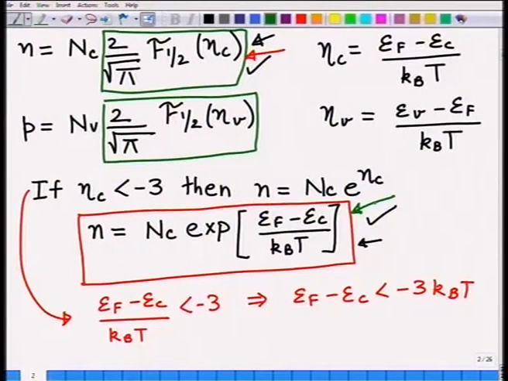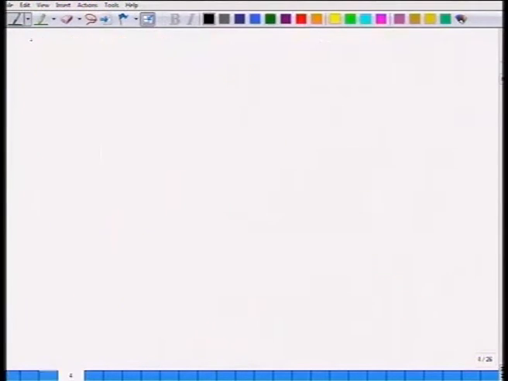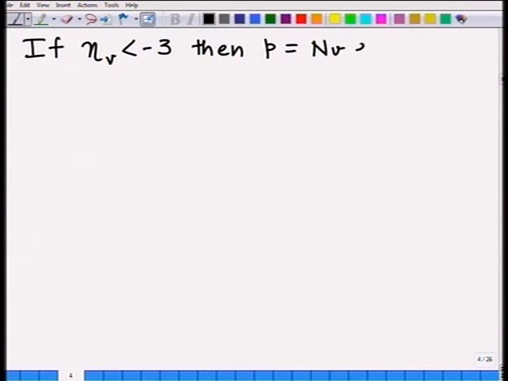All right, let us now do the same thing and evaluate also P, the number of holes in the valence band. For that, we will repeat exactly the same procedure. Whatever is in this box here, we will replace it by e to power eta v. Therefore, if eta v is less than minus 3, then I can write P as equal to NV e to power eta v.